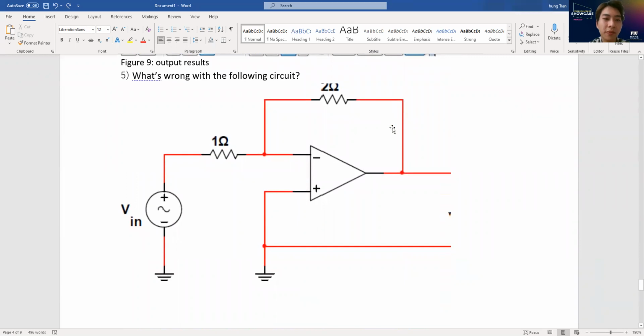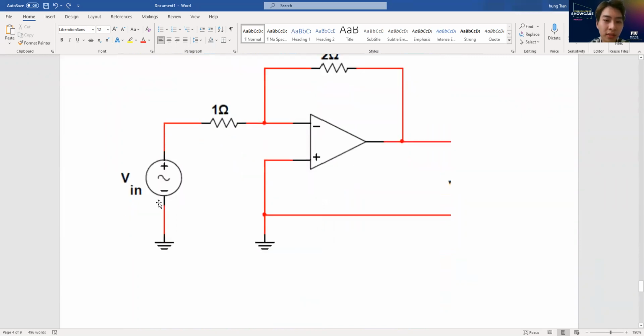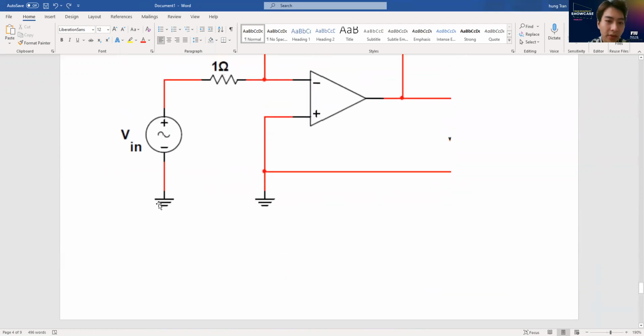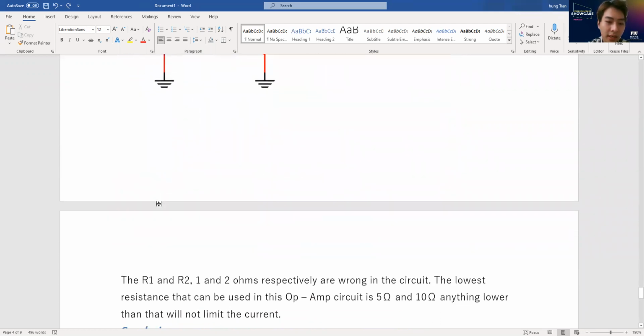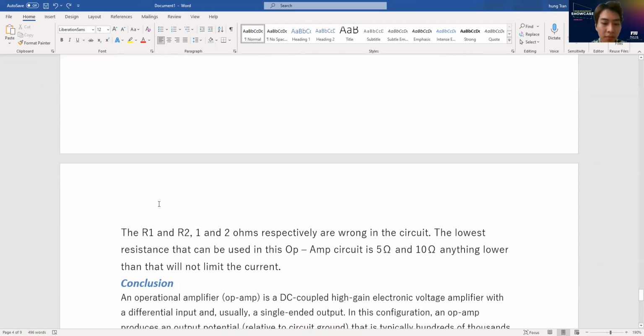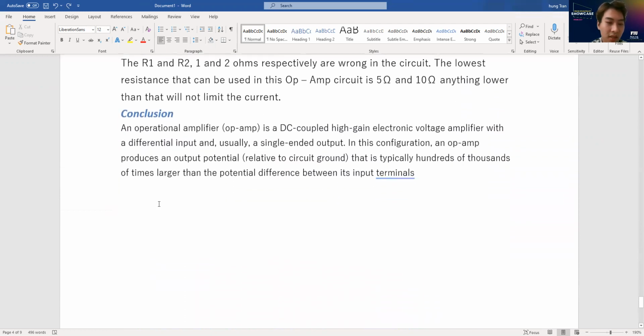Let's come to number 5. What is wrong with the following circuit? As you can see here, the R1 and R2 values of 1 and 2 ohms respectively are wrong in the circuit. The lowest resistances that can be used in this op amp circuit are 5 ohms and 10 ohms. Anything lower than that will not limit the current.